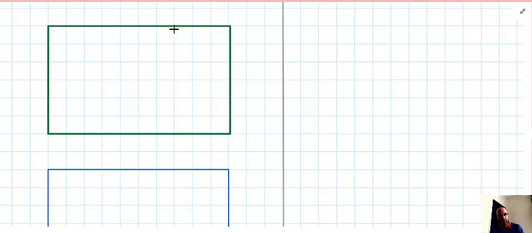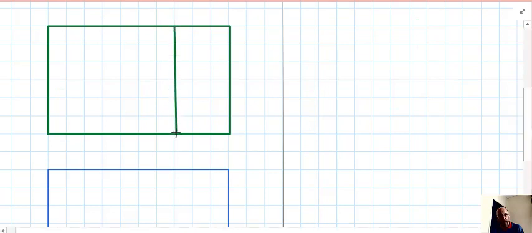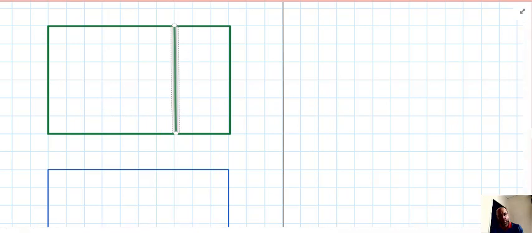Okay, we have a different pattern for the second one. So if we have a big rectangle and we split it into that, and it's not cooperating with me, click.